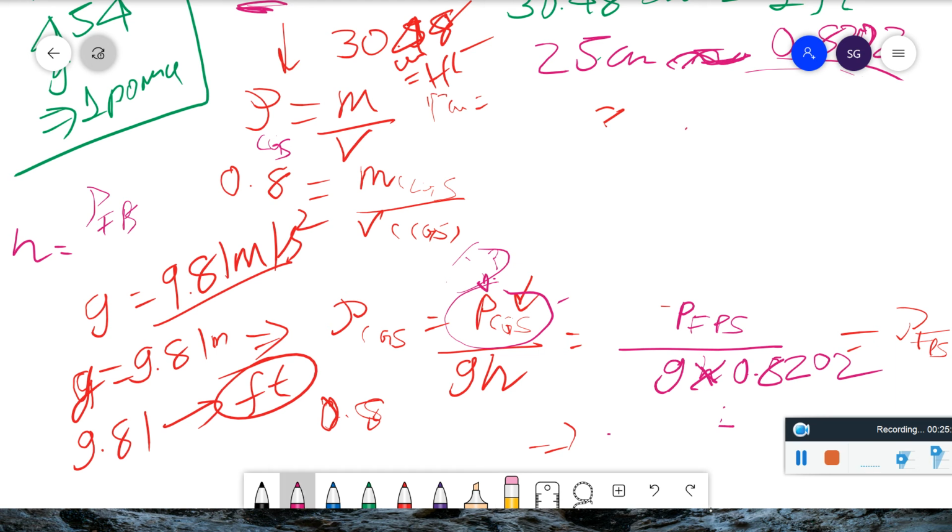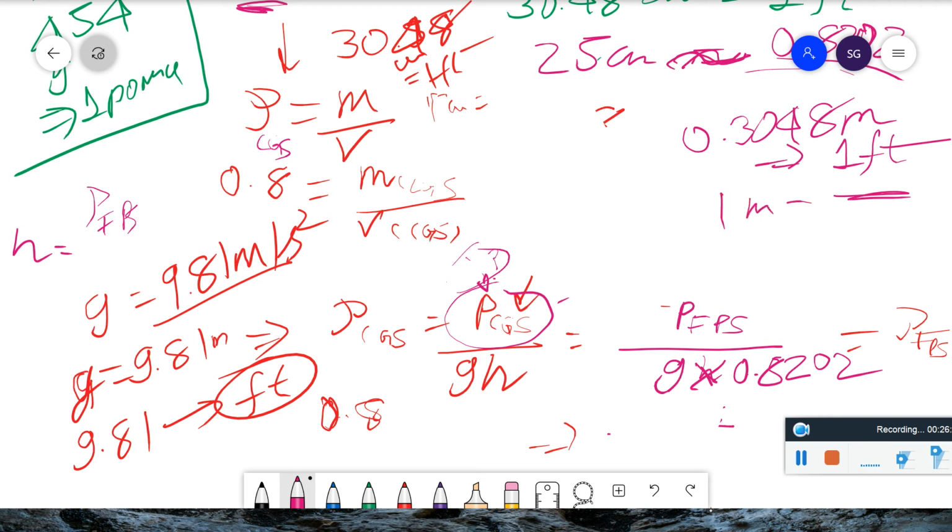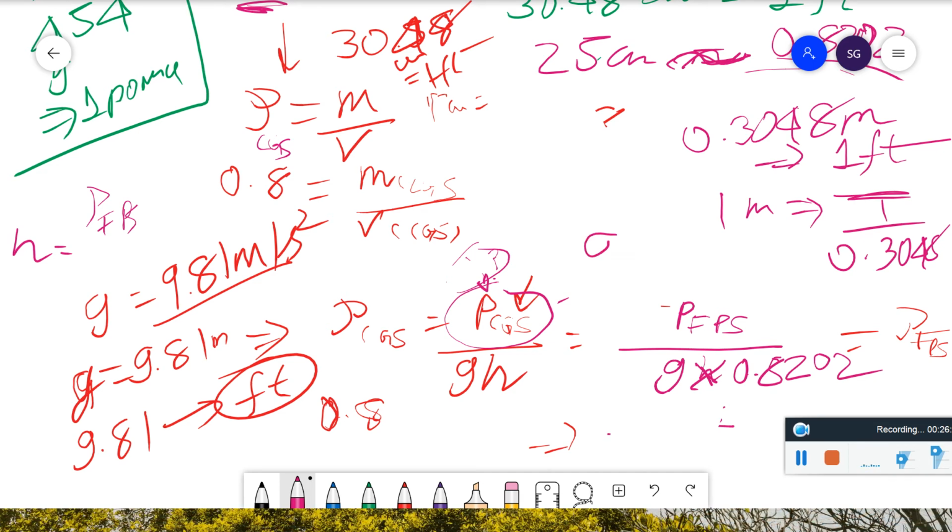So 0.3048 meter is equal to 1 foot. Here we need to find out 1 meter. So 1 meter is equal to 1 upon 0.3048. So G is equal to 3.28 feet per second square. Fine.